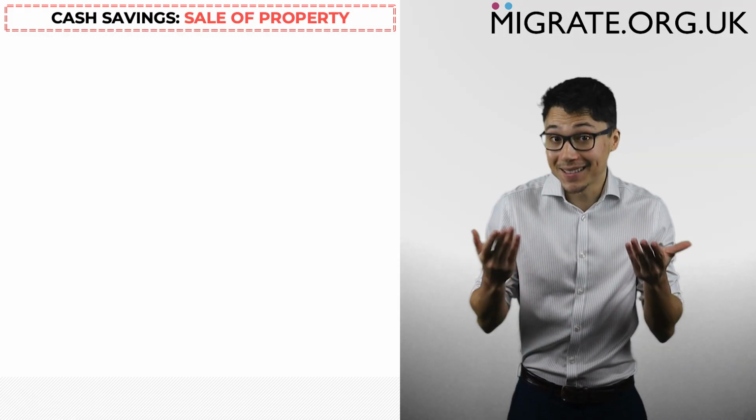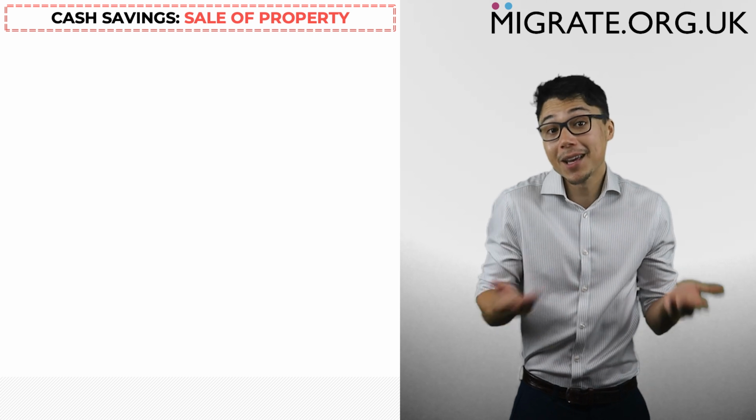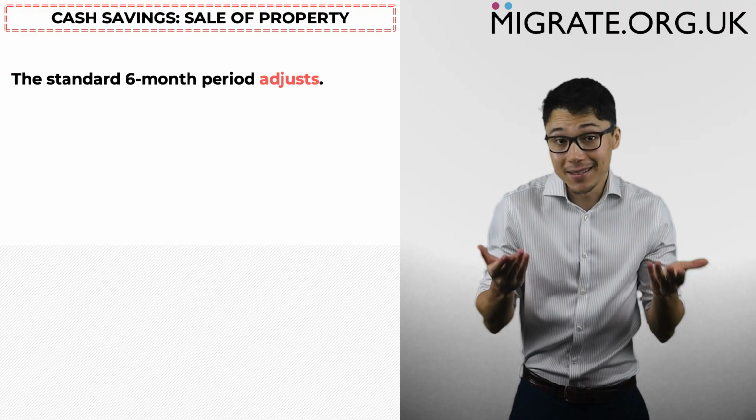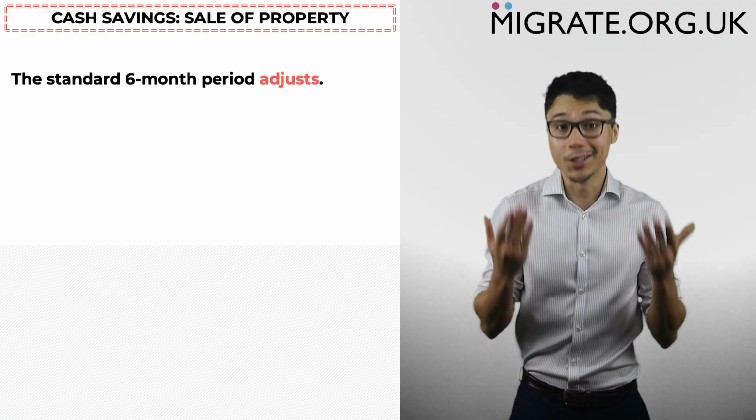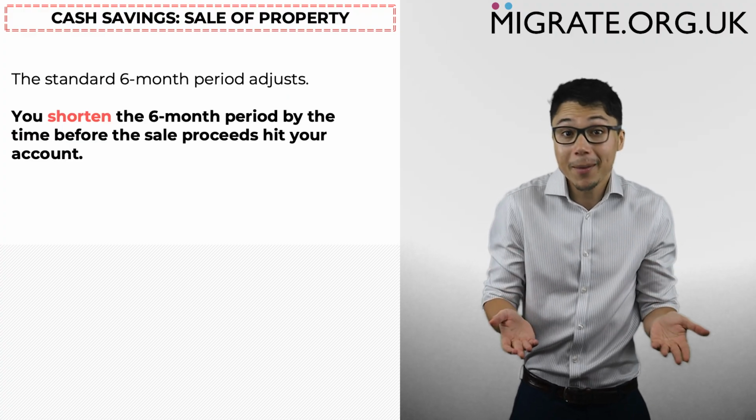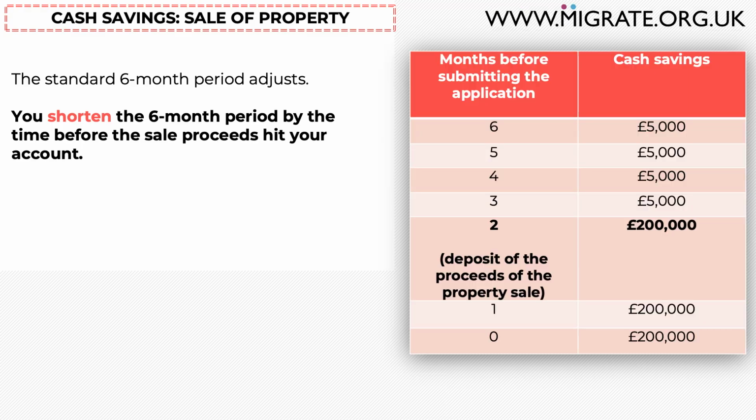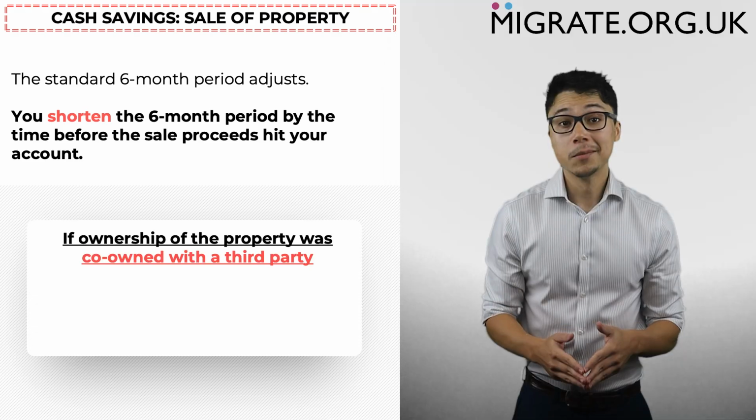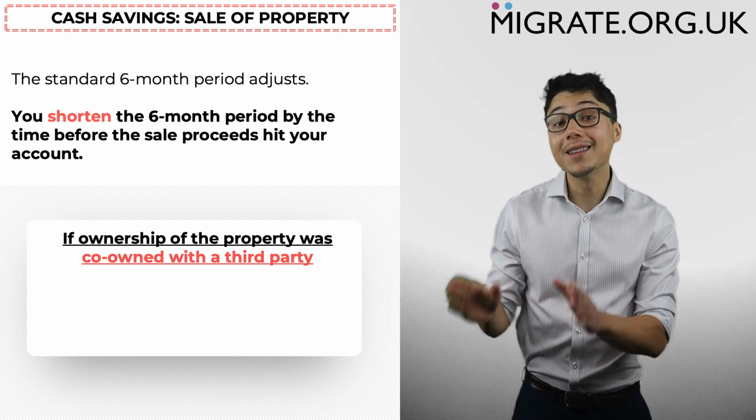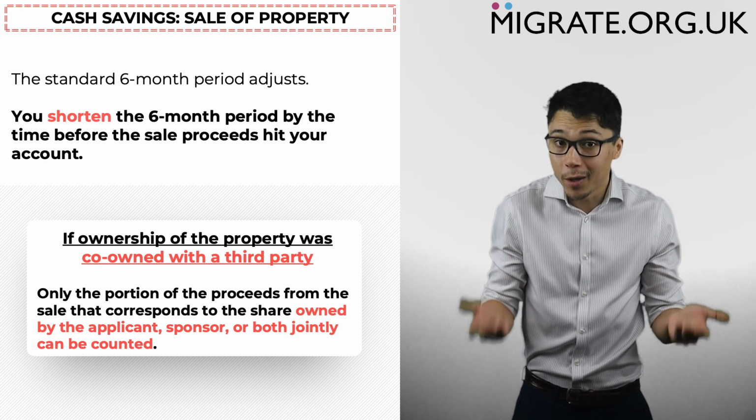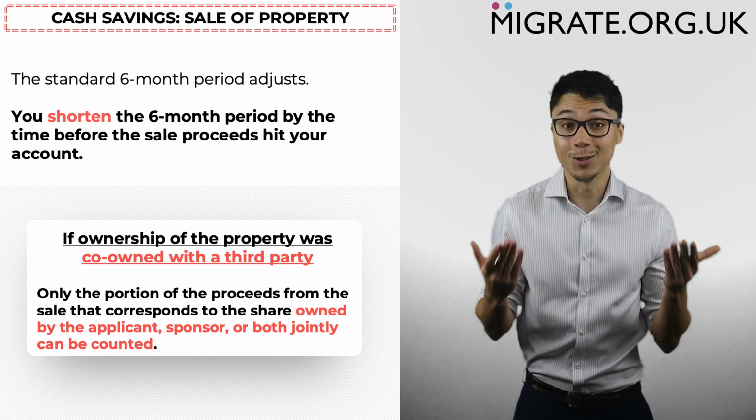The second type is cash savings held for less than 6 months, but coming from a property sale within the past 6 months. For property sale savings held for less than 6 months, the standard 6-month period adjusts. You shorten the 6-month period by the time before the sale proceeds hit your account. So, for example, if the sale money arrives 2 months before applying, you only need to show 2 months worth of statements, not 6, if you evidence the application accordingly. If the property was co-owned by someone other than the applicant or sponsor, only the share belonging to the applicant, sponsor, or both counts. The third party's portion cannot be included.